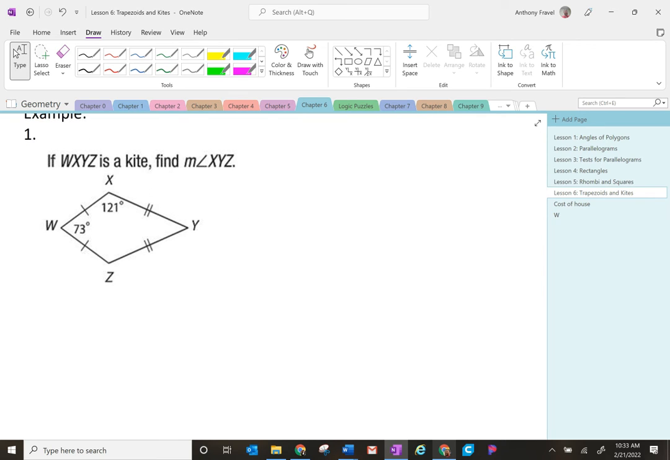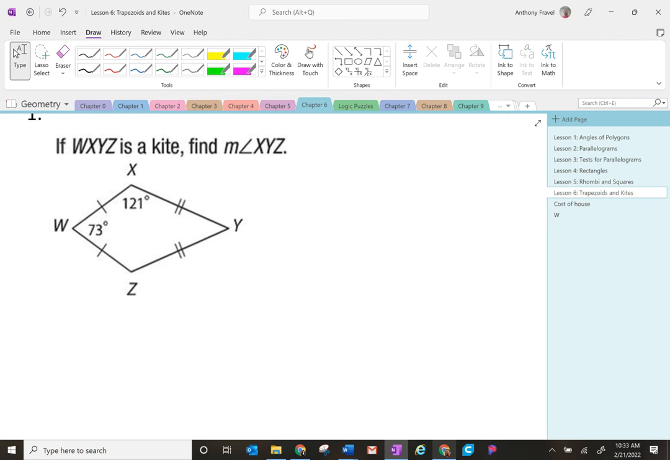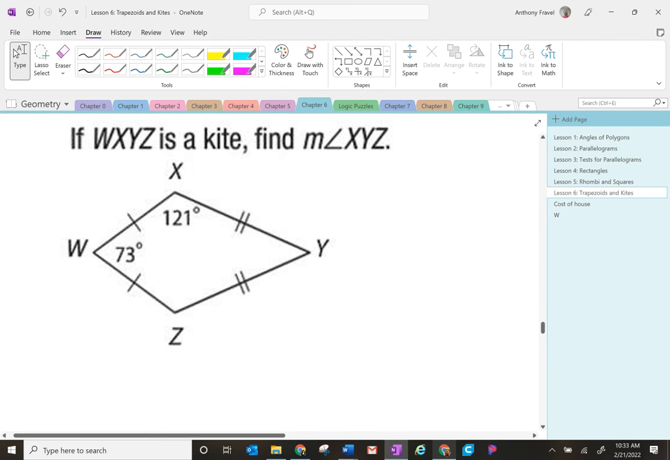Okay, so looking at this shape here, I got this kite, WXYZ. They want me to find angle XYZ, so this angle down here. I don't know it yet, but I do know this angle because it's opposite of this one. So it's angle Z, 121. Perfect. This one's 121.